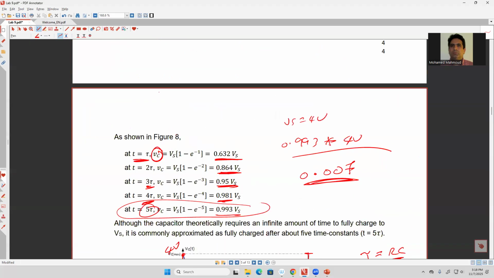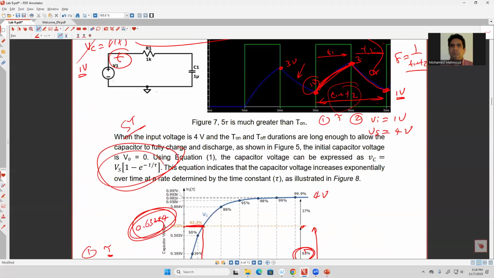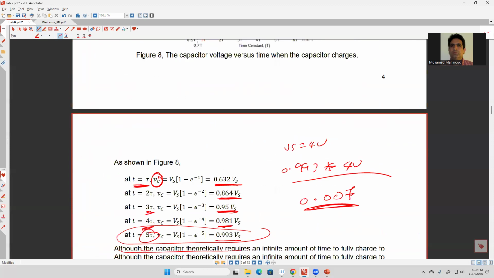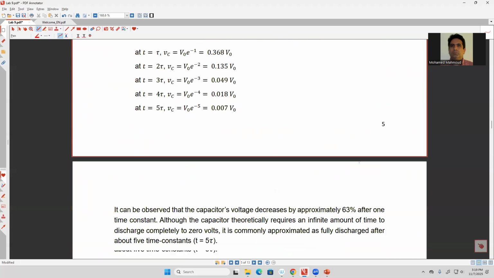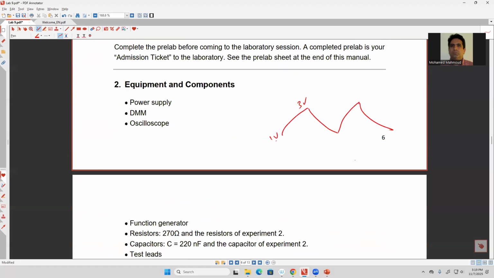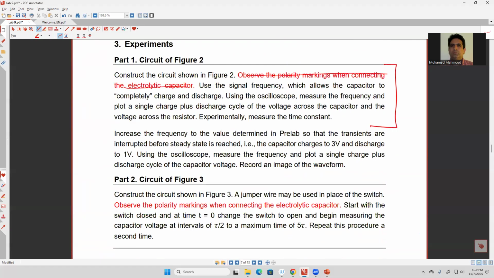In the second part, you need to change the frequency until you see something like this one, and make sure the signal goes from 1 volt to 3 volt, and then you need to calculate the frequency here and compare it to the value you calculated. Okay. Let's see if anything else you need to do here. No, nothing. I think that's all you need to do. Okay.